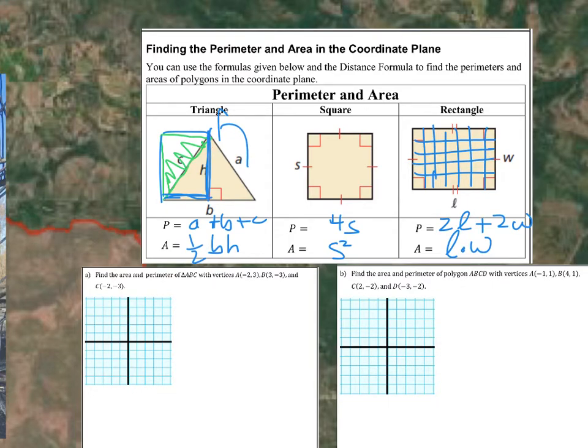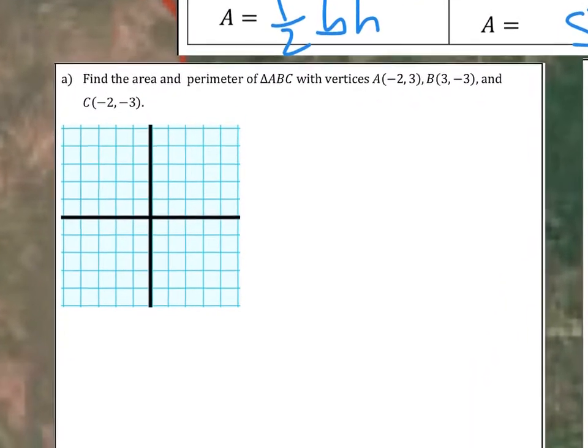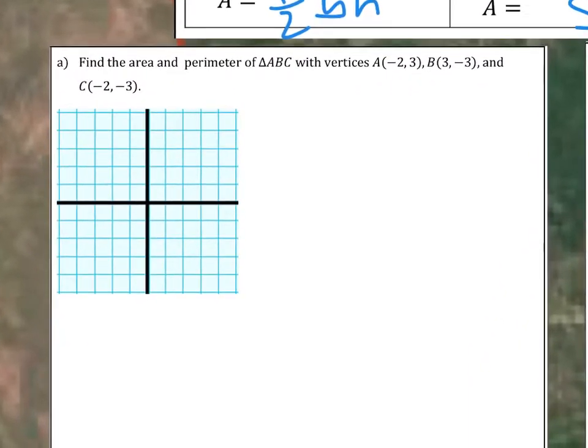So what we're going to care about is what happens when we have these shapes in a coordinate plane. So we have 3 points, A, B, C. Let's go ahead and graph those. As we're doing this, this might be kind of review, so I would encourage you to maybe go ahead and try this on your own, fast forward to the end, and see what you come up with.